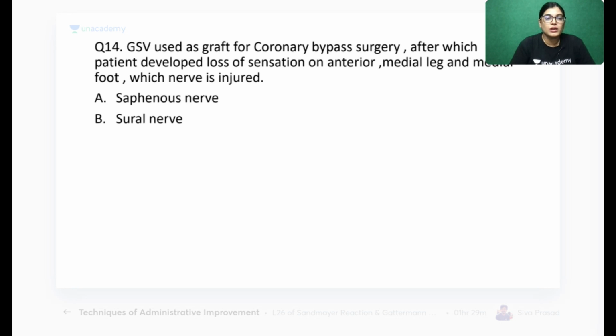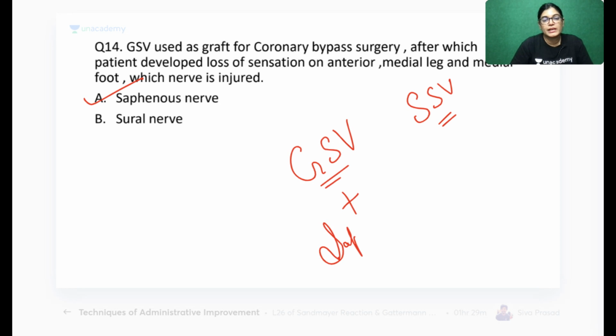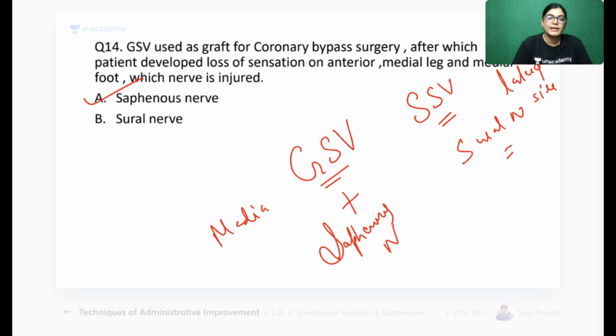Now the correct answer for this question will be saphenous nerve. We have great saphenous vein on the medial side and short saphenous vein on the lateral side. Close to great saphenous vein, the nerve which is closely related is the saphenous nerve, and sural nerve is lying in close relation to short saphenous vein on the lateral side. The key point mentioned is affection of the anterior medial side of the leg and medial aspect of the foot. Great saphenous vein runs along with the saphenous nerve, which is a cutaneous branch of the femoral nerve, and this would be the correct answer.